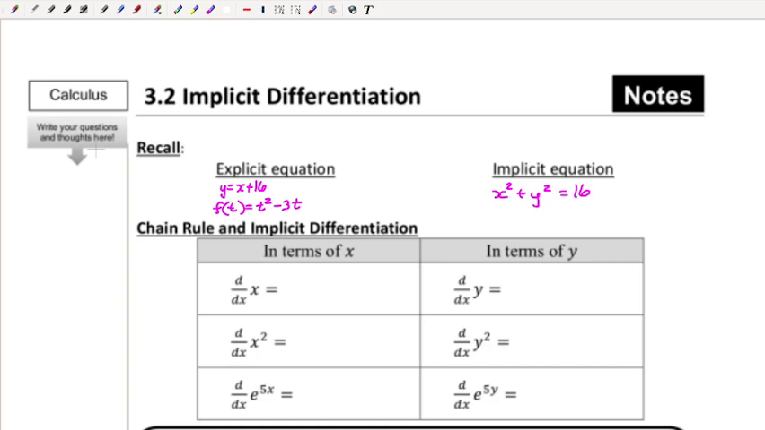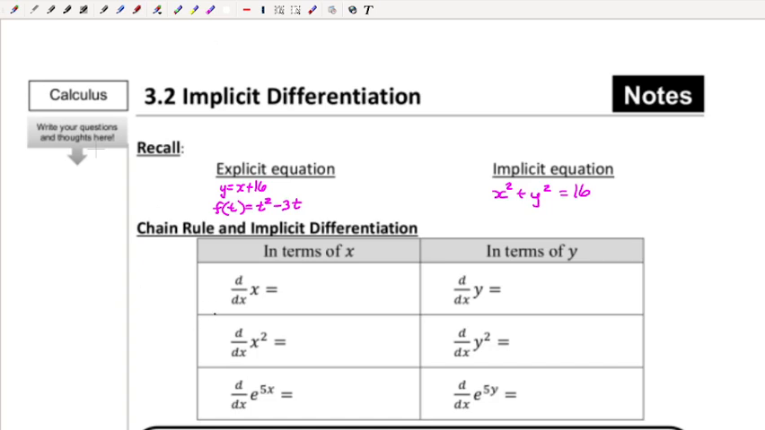Remember, the derivative is the slope of the tangent line. So if I'm thinking about a circle, at any point there's a tangent to the circle, and I could find the equation of the tangent line or just the slope of the tangent line. So let's remind ourselves a little bit about some differentiation of explicit equations, along with the chain rule.